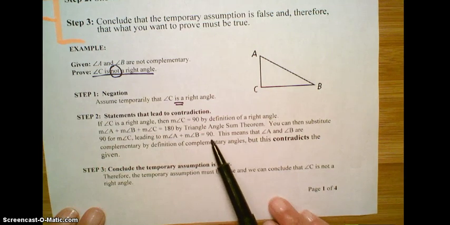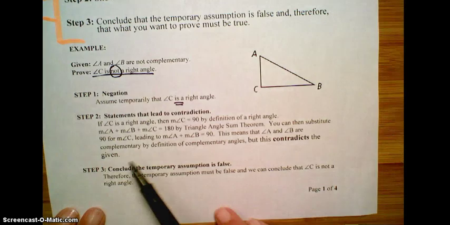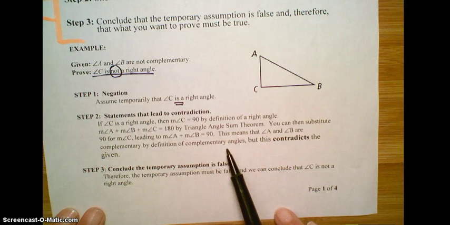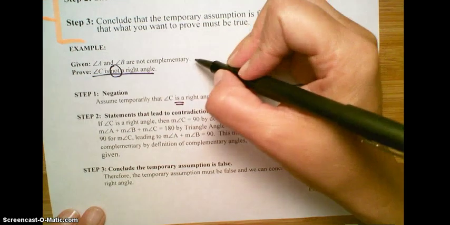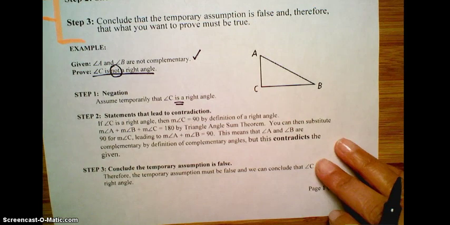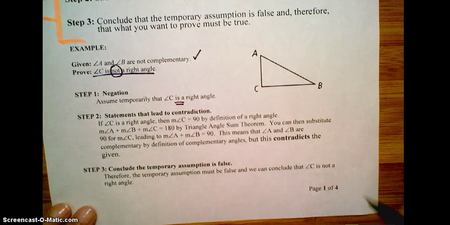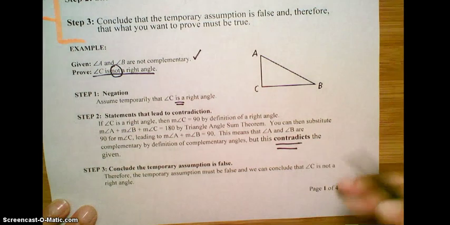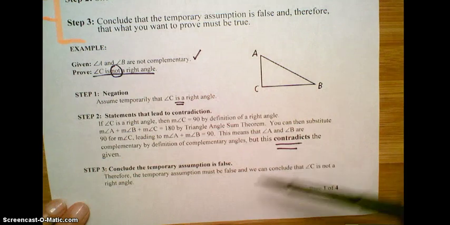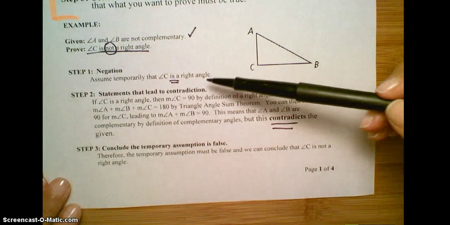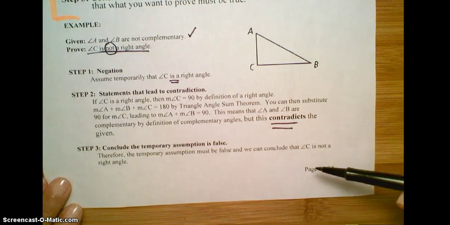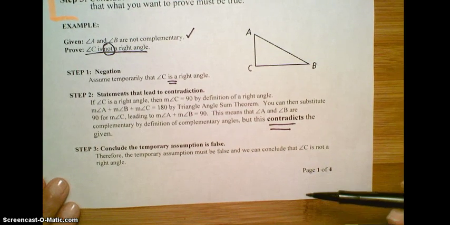Well, if 2 angles add together and equal 90, that means, of course, they're complementary by the definition of complementary angles. But wait, go back up to the top. You're given your statement that must be true is that angle A and angle B are not complementary. So we have contradicted the given. And therefore, if that happens, the assumption we started with that angle C was a right angle must be false, and we conclude angle C is not a right angle.